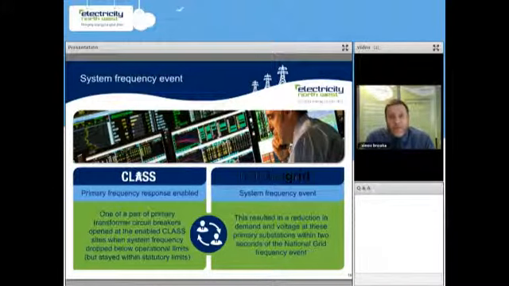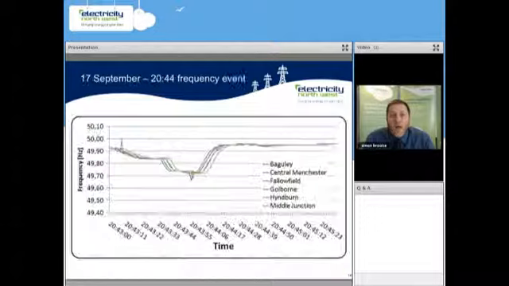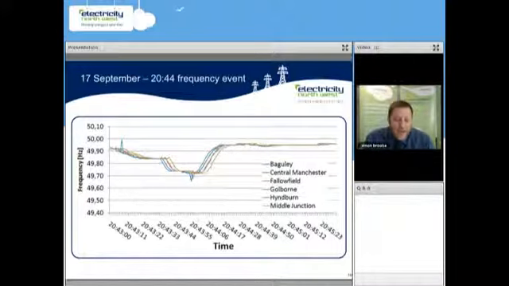Okay, so on the 17th of September at 2044, we had our first frequency event, where the dashboard had enabled 6 sites. If you look at the graph, it happened at 2044. You can see the dot that says 1. That is where the initial trip happened, because you can see the frequency has reduced below 49.7.